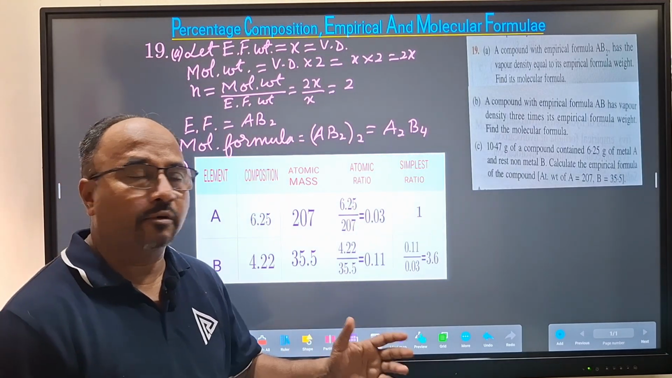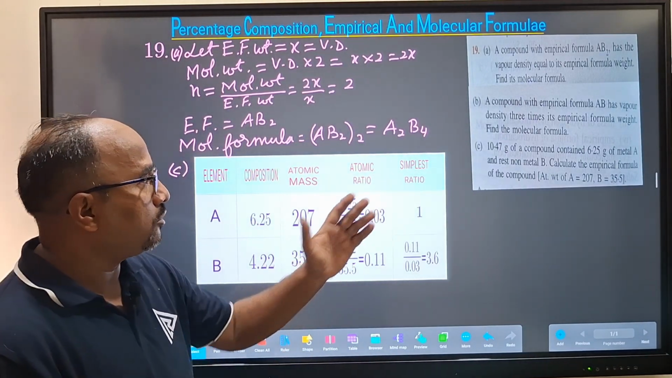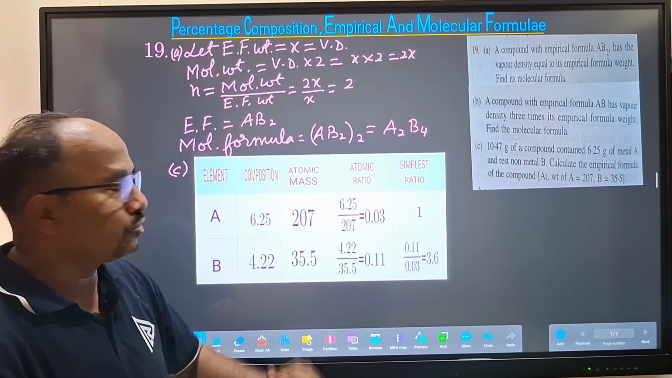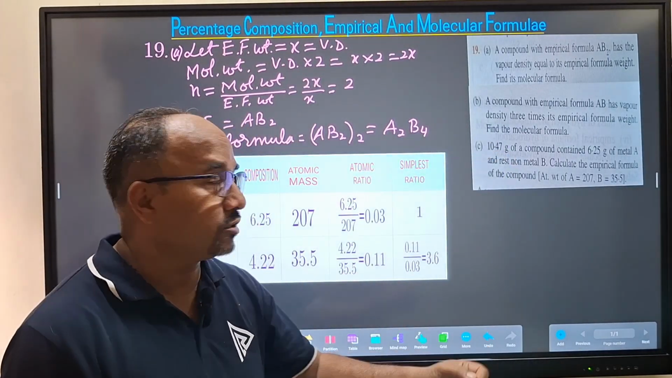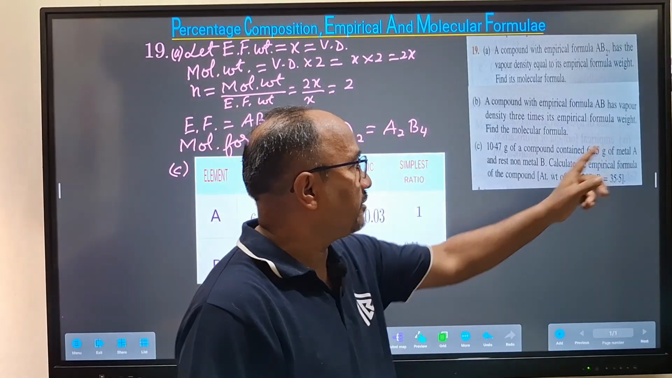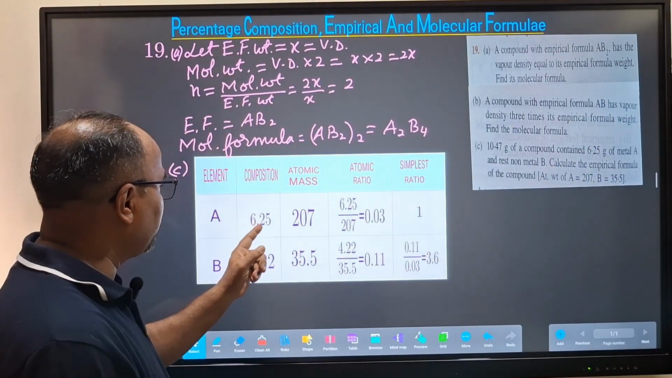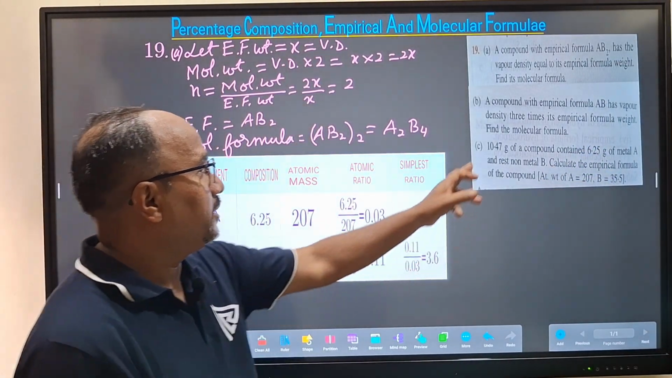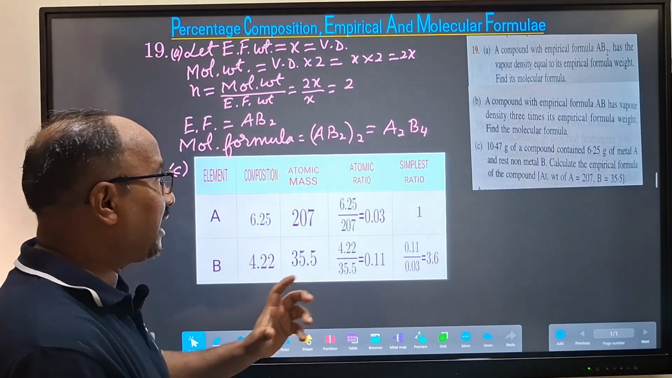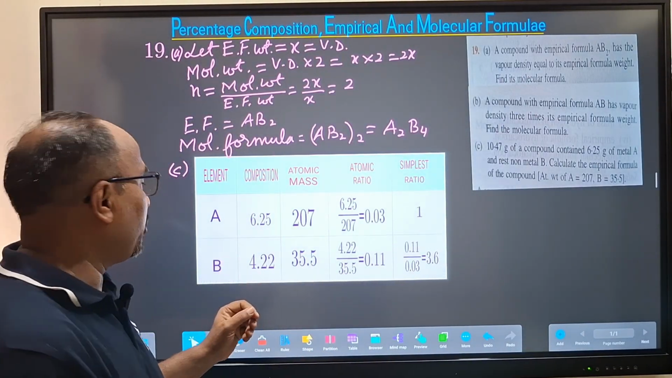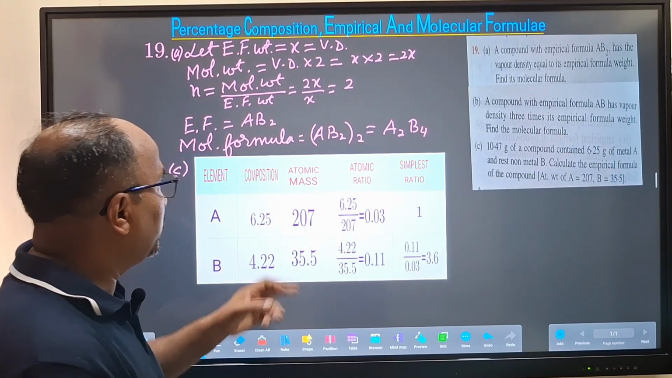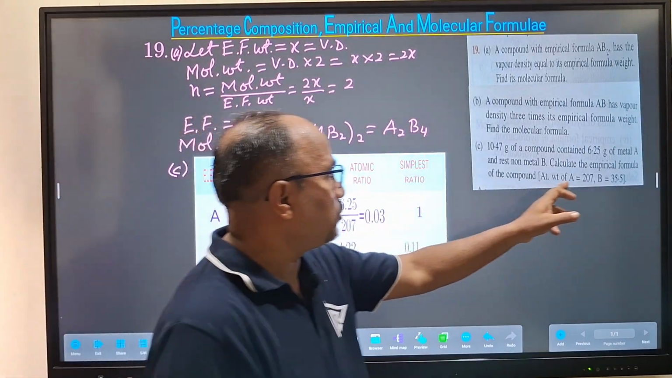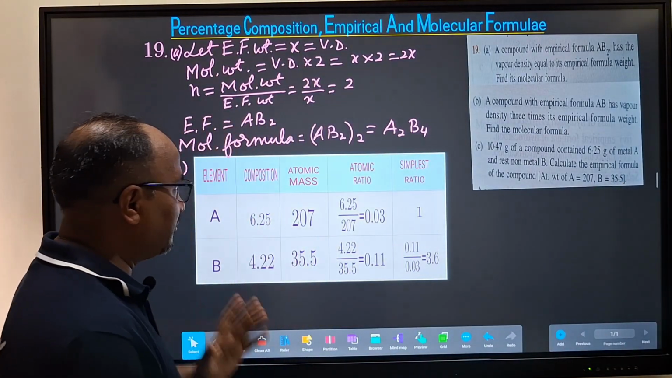The table for numerical part C of this is ready. Again, I go through the question. 10.47 gram of the compound was there. 6.25 gram of metal A. So A composition is 6.25. 10.47 was the entire compound mass. So 10.47 minus 6.25 will give you 4.22. Atomic masses which were given, 207 and 35.5, are written.